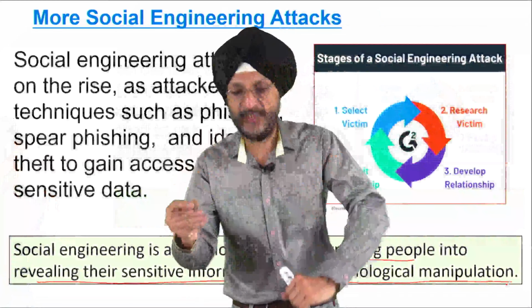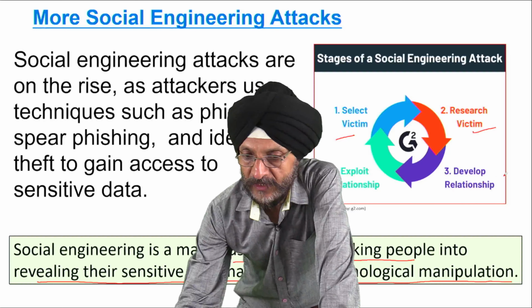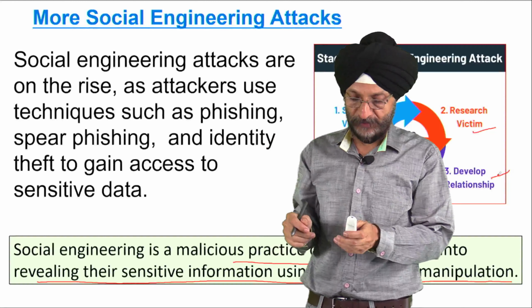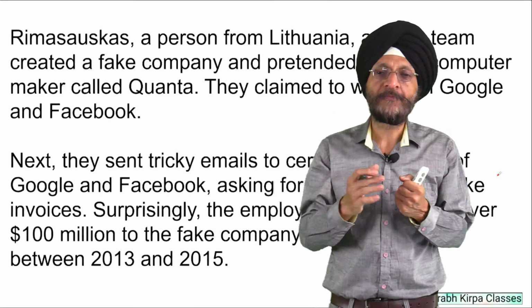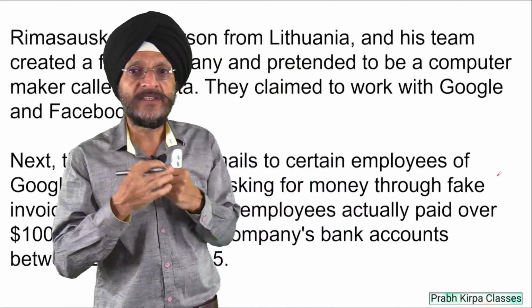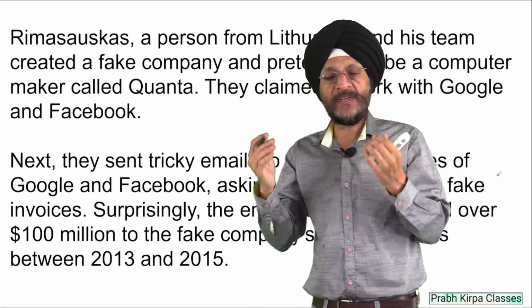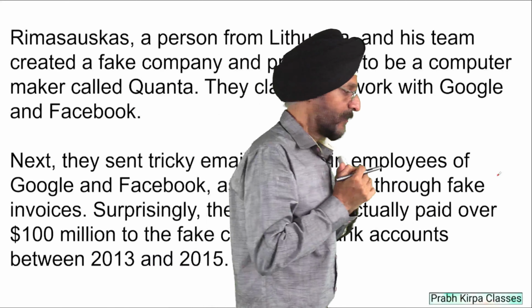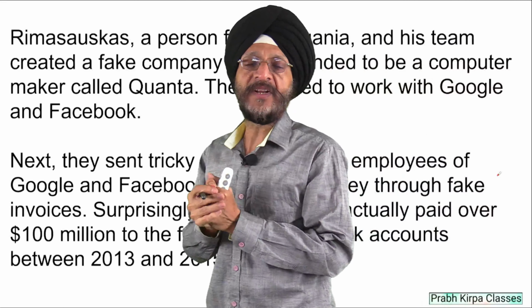The stages of social engineering attack are selecting the victim, doing the research of the victim, then developing relationship with them, and then exploiting the relationship. All of us know that Google and Facebook are multinational corporations and they have their own well built cybersecurity teams. Even then, the cyber criminals have been able to play fraud on companies like Google and Facebook.